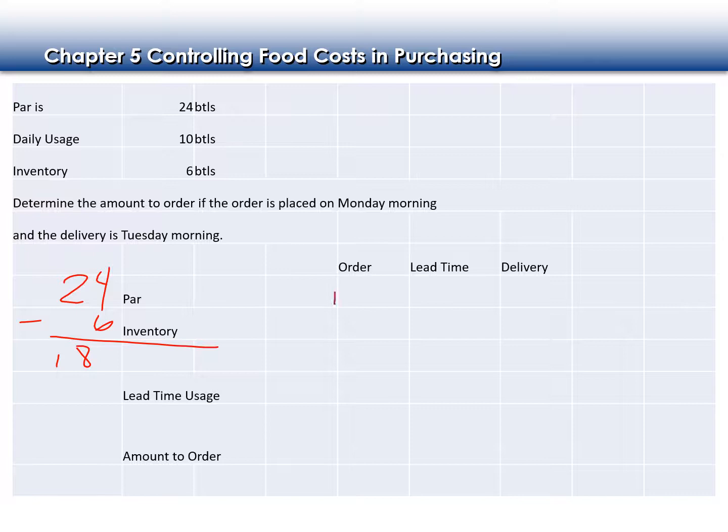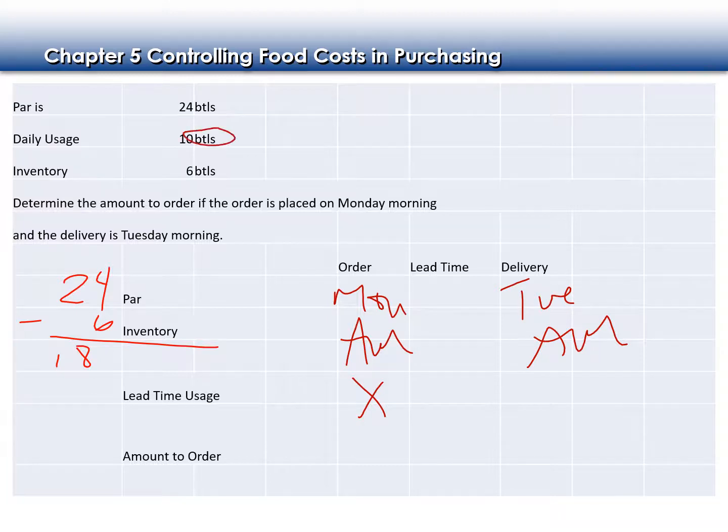So you order Monday morning and deliver Tuesday. Monday a.m. My delivery is Tuesday a.m. So that means before the business opens. So Monday a.m. I'm going to use product, but Tuesday a.m. I'm not. So my lead time is 1 day times the 10 bottles that I use per day. So I add that 10, and I get 28 to order.